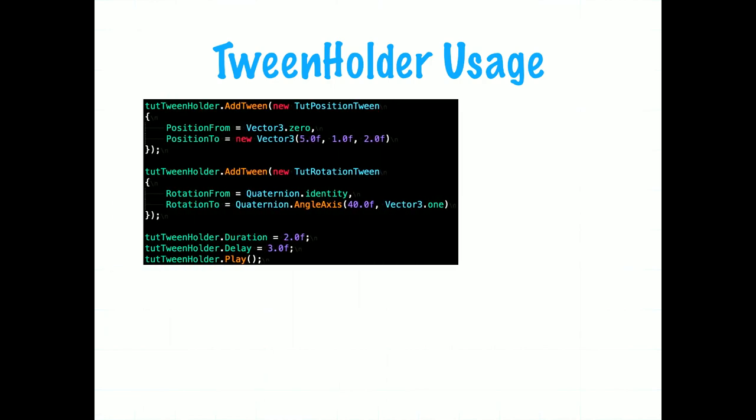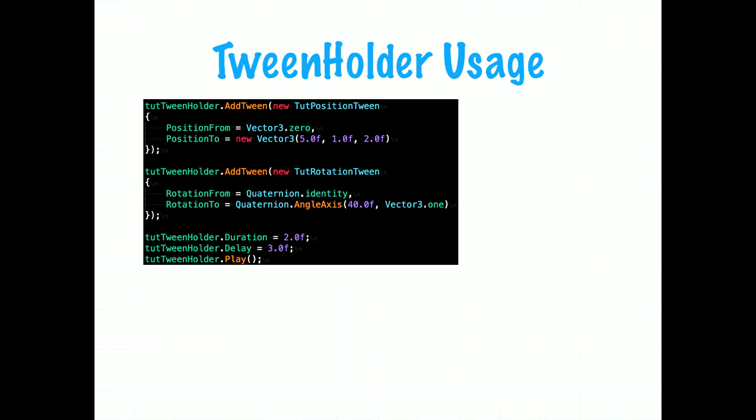Again, we want the usage to be really simple. So all we're going to do is just add a tween, a new position tween, put the from and to, and you're done. Add another tween for the rotation to 40 degrees around the one axis, let's say. Set the duration, set the delay, and then play.